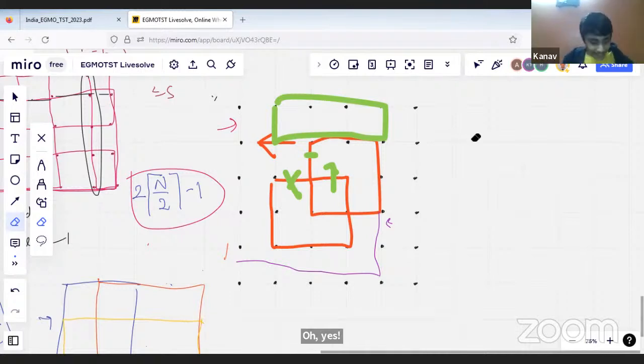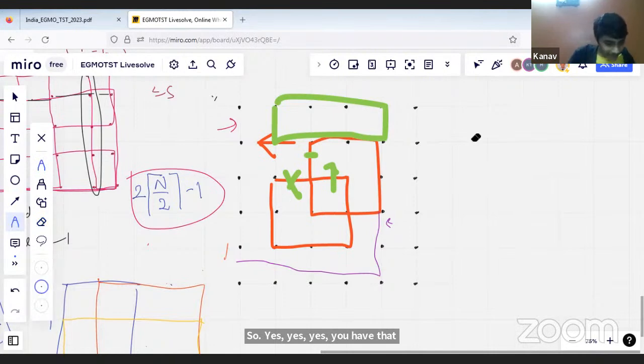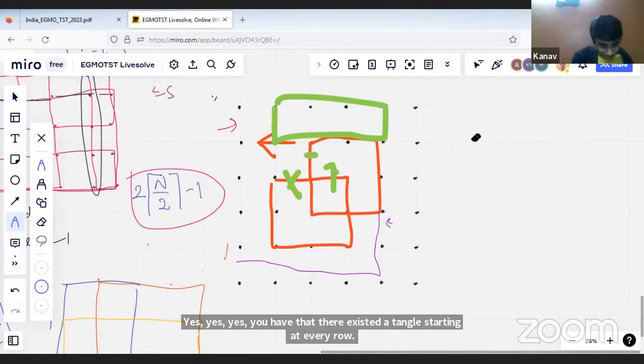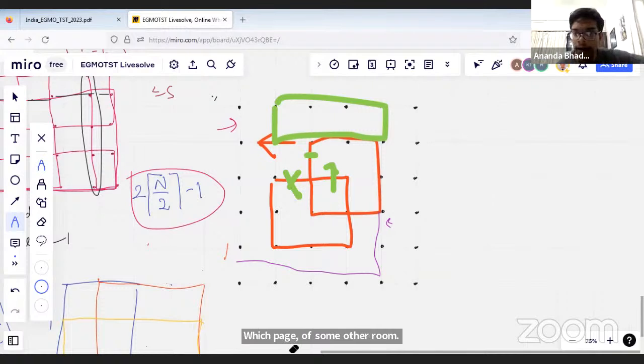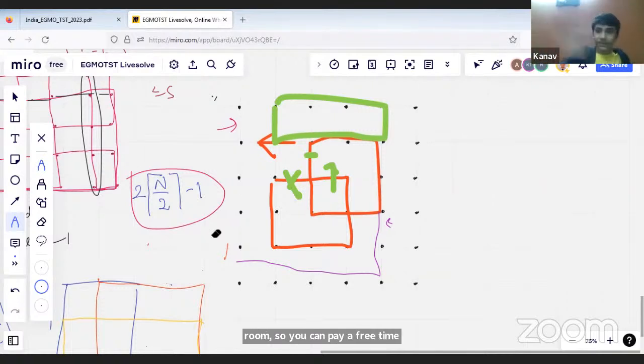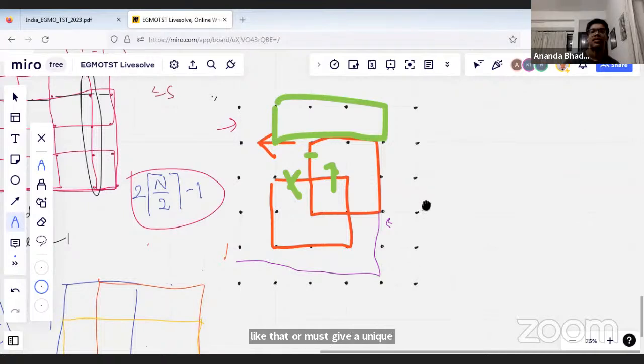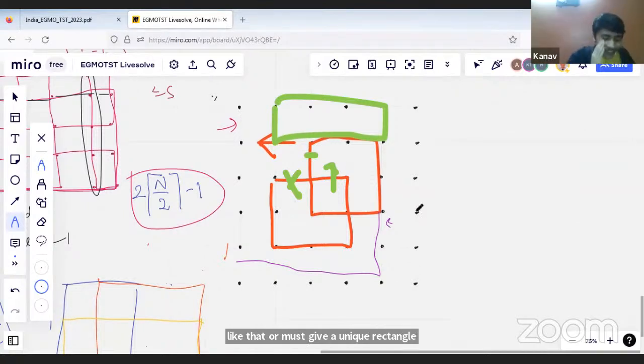You have that there exists a rectangle starting at every row, which pairs with some other row. Yeah. So you can pair a rectangle. Like that row must give a unique rectangle. Every row must. I don't know what I'm saying, but.